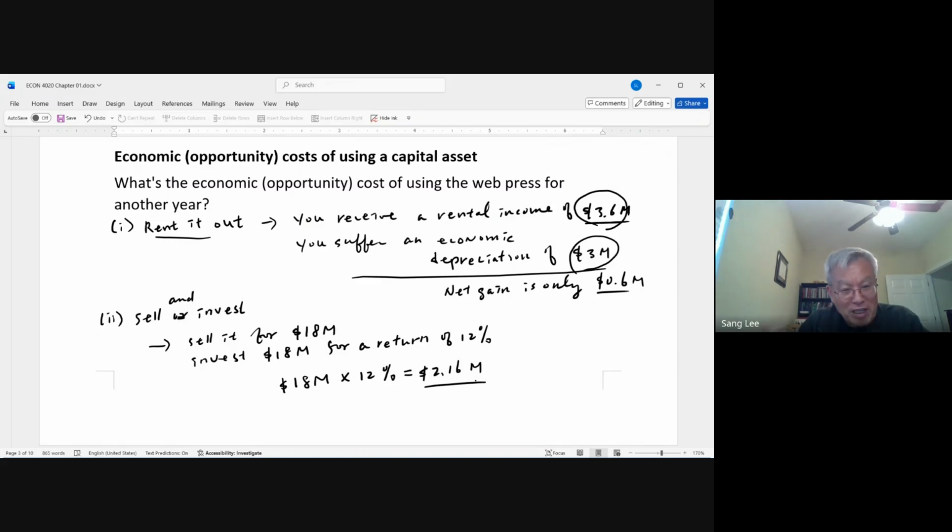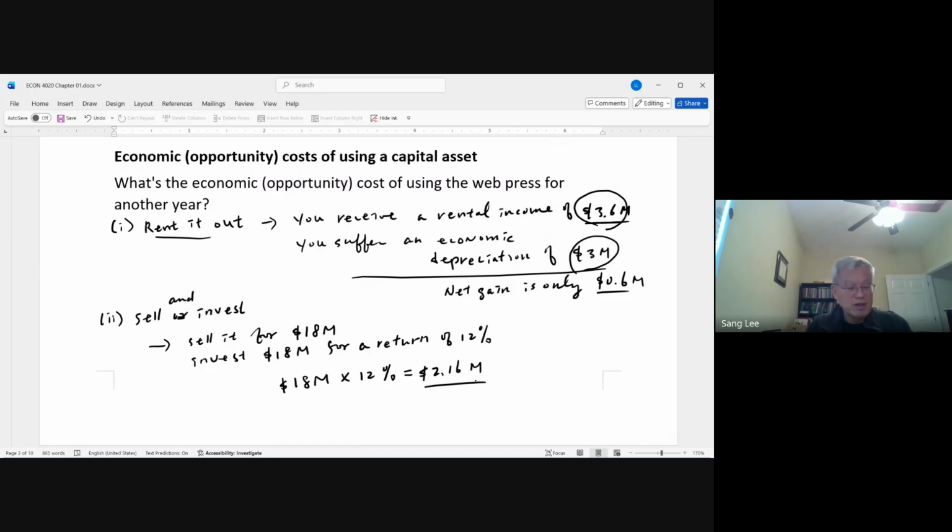Okay. So here we evaluated what two options you have. If you rent it out, you can get a rental income of $3.6 million. But by the time you get your machine back, its market value will be down by $3 million. So your true net gain is only $600,000. But if you sell and invest the money, and if you get the 12% return, then now what? You have a $2.16 million return.